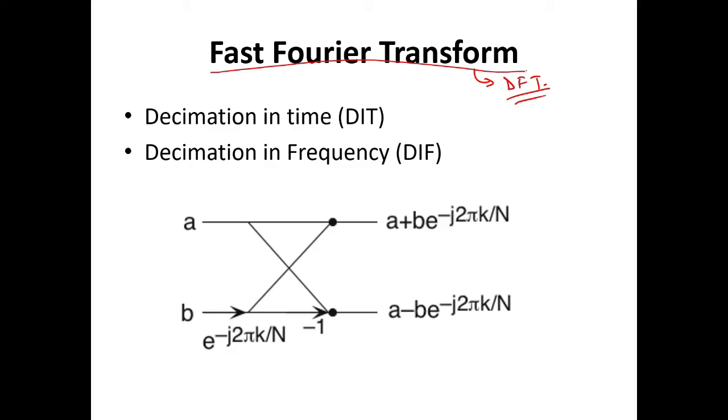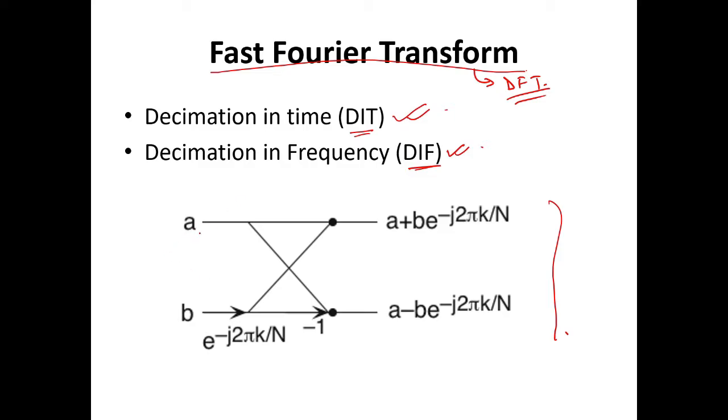Fast Fourier transform can be implemented either by the method regarded as decimation in time, in short we call it DIT FFT, or decimation in frequency, DIF FFT. In either of these, we use an architecture which is regarded as butterfly architecture. A butterfly architecture looks something like this. This architecture is regarded as butterfly architecture.